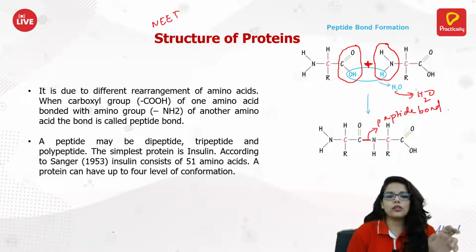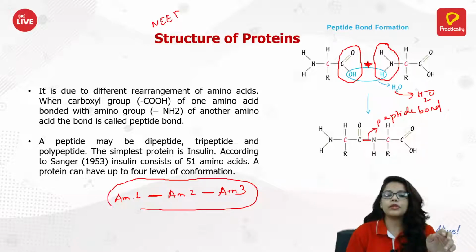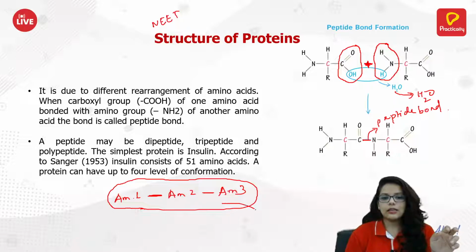So suppose amino acid 1 peptide-bonds with amino acid 2, which has bonded with amino acid 3. This is how a protein is made. Together, 10, 20 amino acids they put and they form a protein.